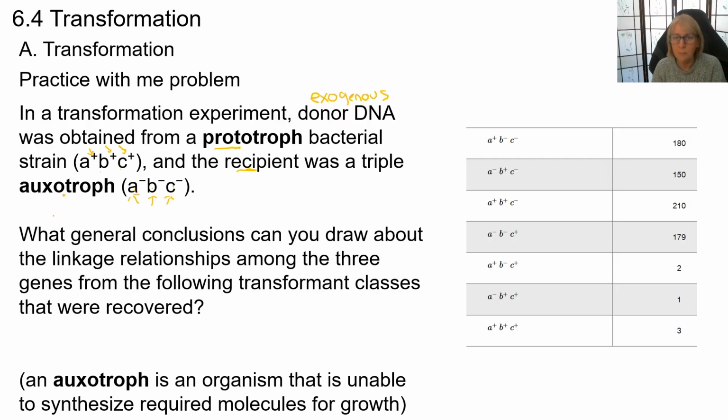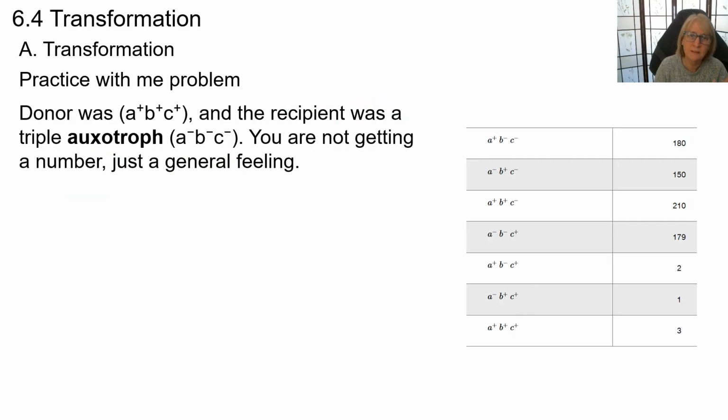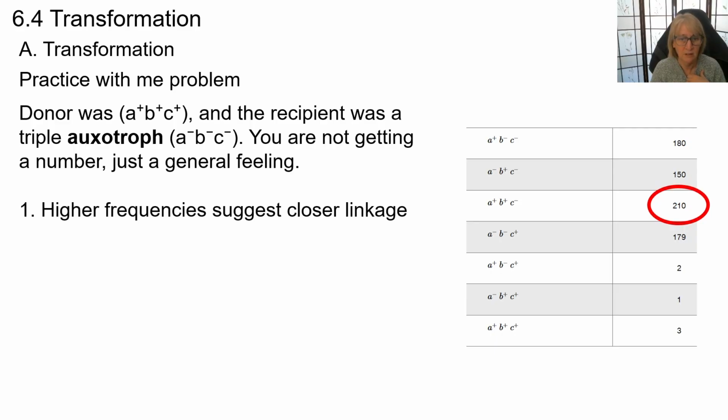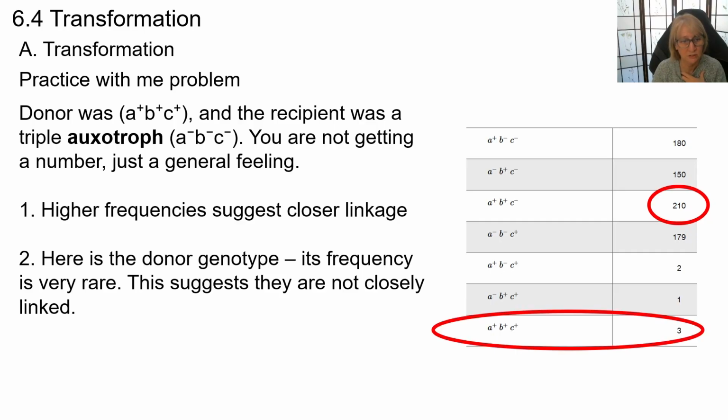So you don't have to tell me how many. You don't need to tell me what is happening here. But I just want a general idea of what these kind of babies mean to you. Donor was A plus B plus C plus, and the recipient was a triple auxotroph, A minus B minus C minus. You're not getting a number, just a general gut feeling like what's happening. This is the highest number out there. Higher frequencies suggest closer linkage.